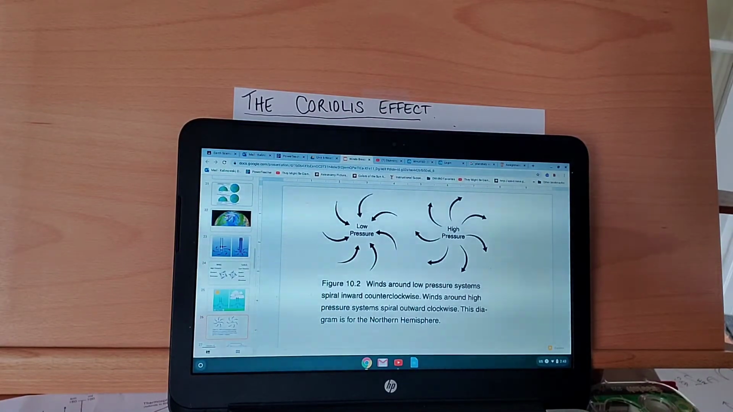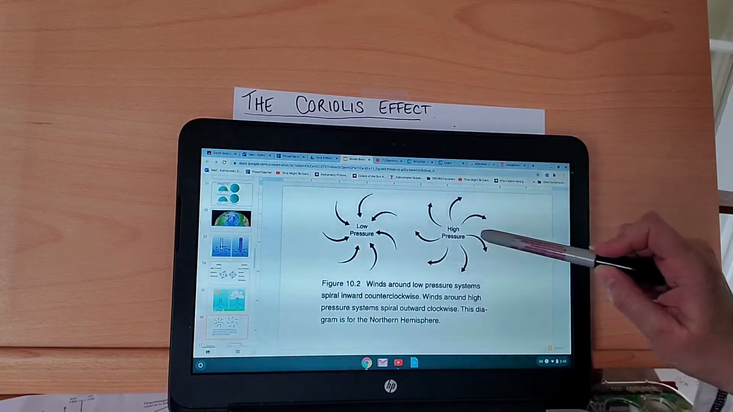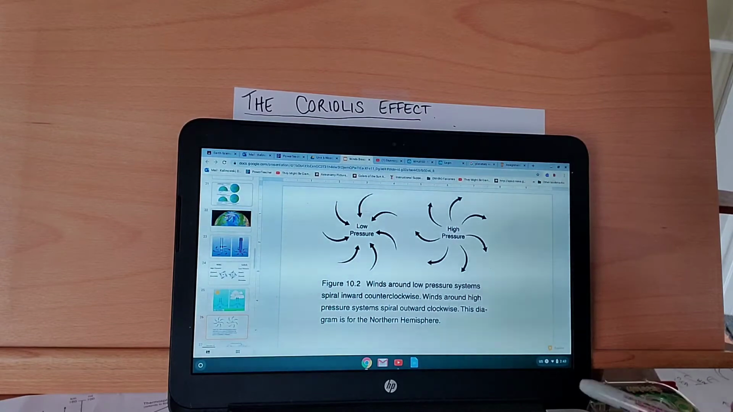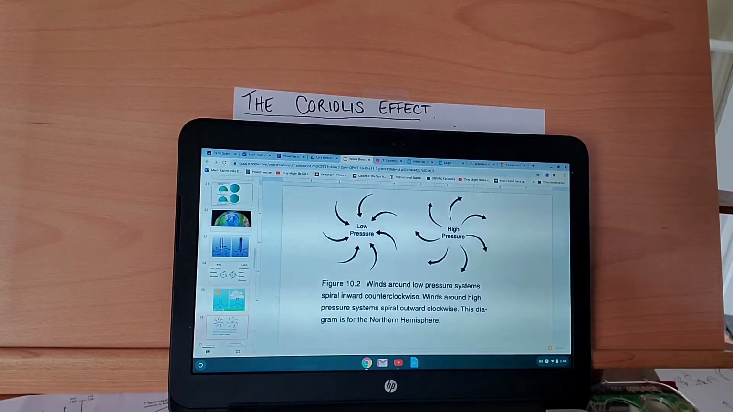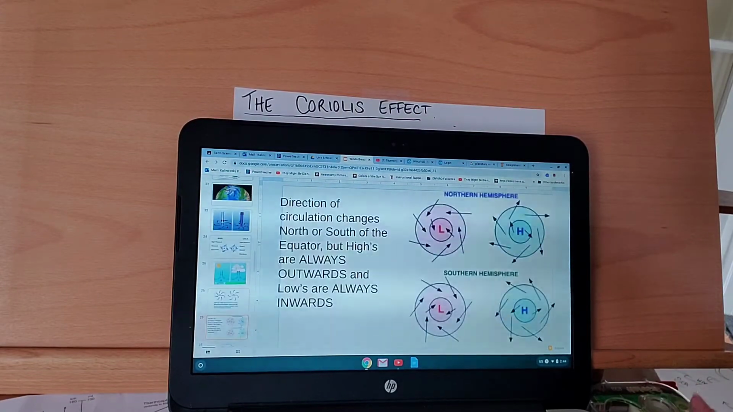Now, see these drawings? You better know them. Lows, inward and counterclockwise. Highs, outward and clockwise. Winds around a low pressure system spiral inward and counterclockwise. Winds around high pressure systems spiral outward and clockwise. This is for the northern hemisphere. It's the opposite in the southern. But highs always outward, lows always inward.